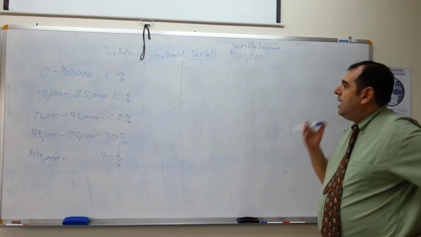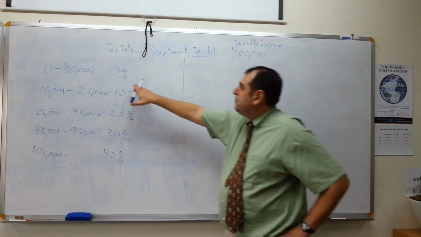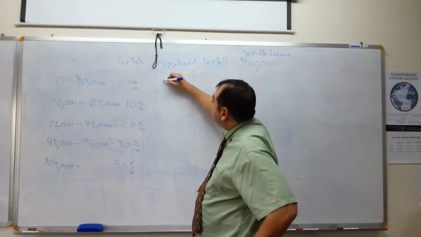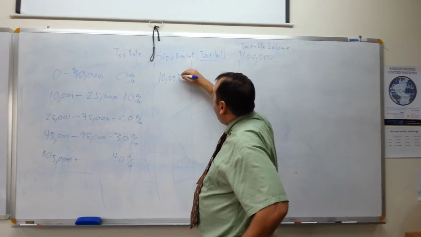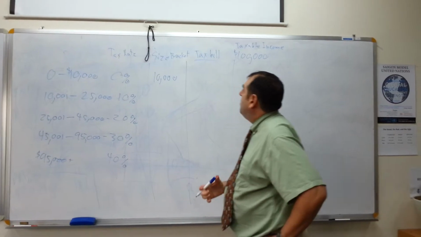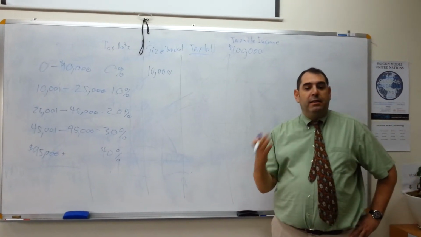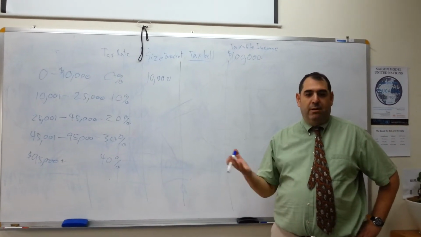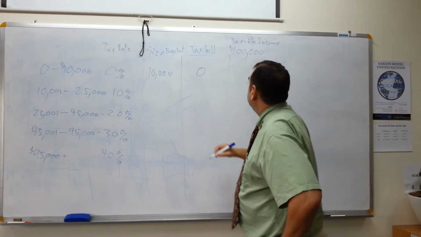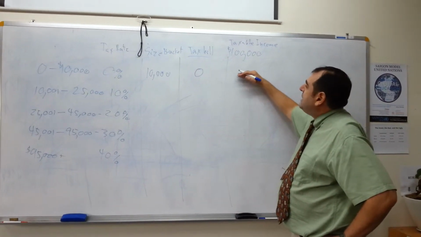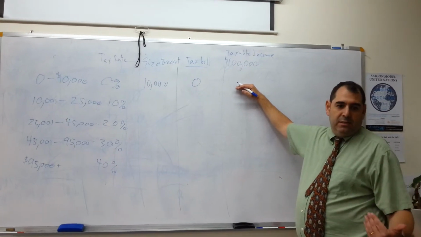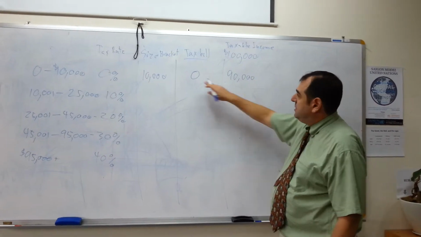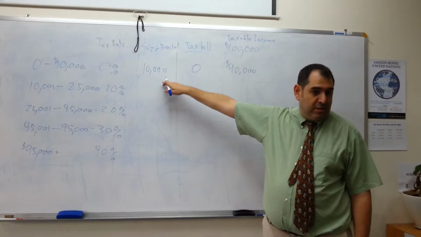All right, now for the first bracket, how big is this bracket? $10,000. So this is how much of his income is taxable at this rate. If there's no tax on the first $10,000 that he earns, how much does he have to pay? Zero. Now, how much taxable income is left after this? $90,000. He's already paid everything he owes, which is zero, on his first $10,000.